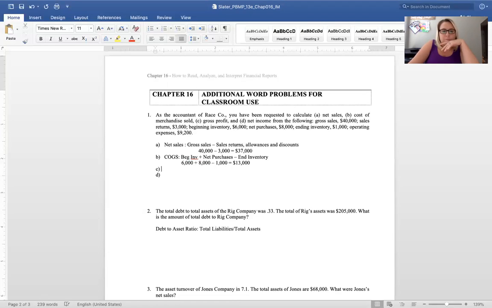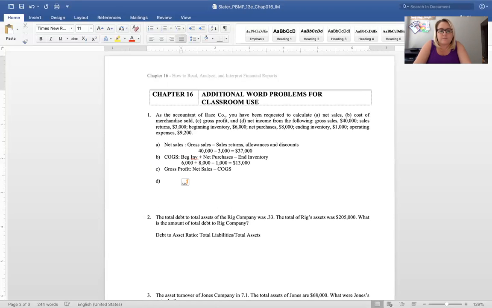C wants us to calculate gross profit. Gross profit is net sales minus cost of goods sold. So what was our net sales? $37,000. And the cost of goods sold we just calculated is $13,000. We have $24,000 as our gross profit.